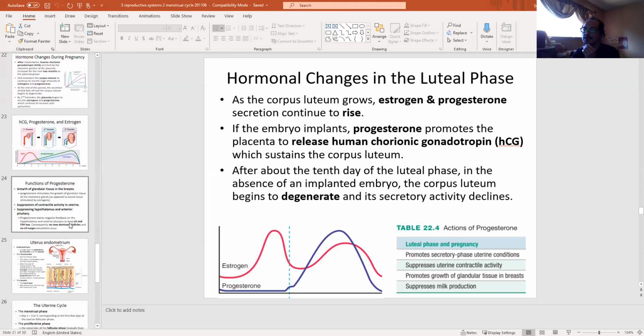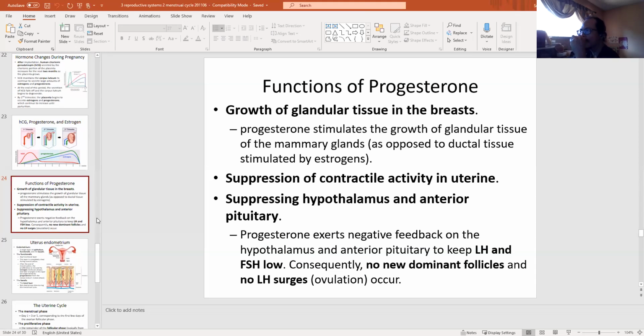And the progesterone is important to increase the granule tissue in the breast and to suppress the contractile activity in the uterine, so it will sustain the baby development. It will suppress the hypothalamus and the anterior pituitary gland to reduce the amount of the LH and the FSH. And that will prevent another follicular genesis, right? So during the pregnancy, there will be no new follicles developed and no LH surge, no ovulation.